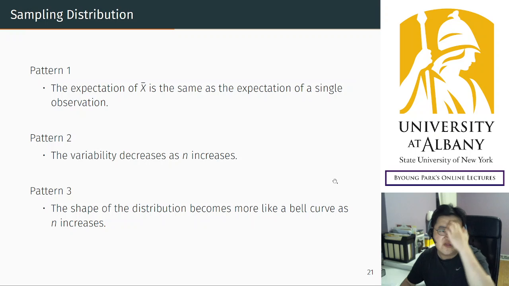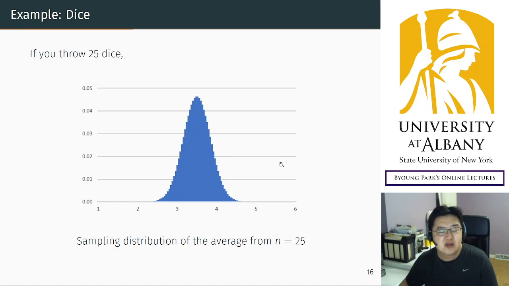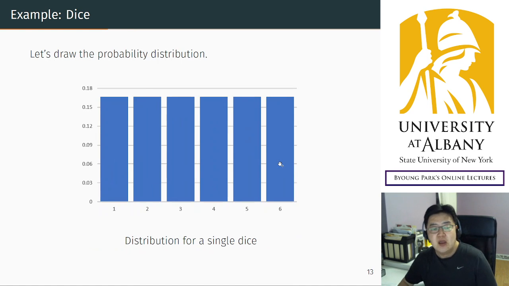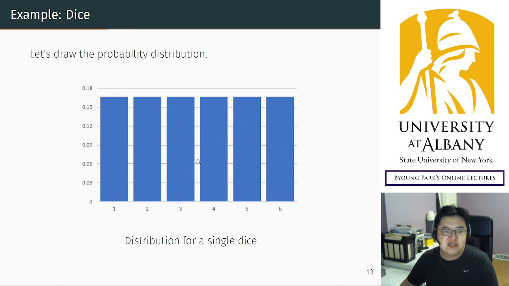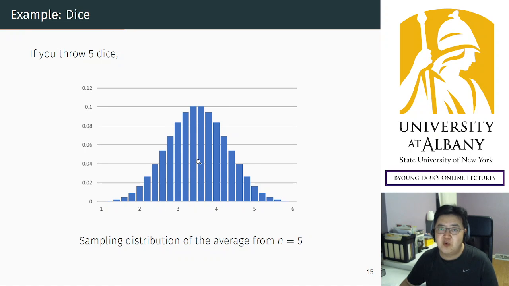So there is pattern 1. The expectation of x bar is the same as the expectation of a single observation. So let me go back to what it means. In this case, a single outcome has a mean at 3.5, right? It's obvious. So this is the center of this distribution, and this center does not change as the sample size changes. The center is always at 3.5.